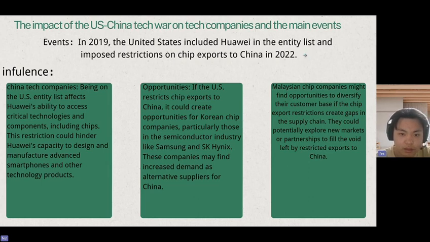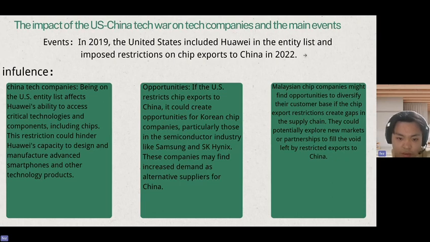The impact of the U.S.-China tech war on tech companies and the main events. In 2019, the United States included Huawei in the entity list and imposed restrictions on chip exports to China in 2022. Influence on Chinese tech companies: the U.S. entity list affects Huawei's ability to access critical technologies and components, including chips. This restriction could hinder Huawei's capacity to design and manufacture advanced smartphones and other technology products.